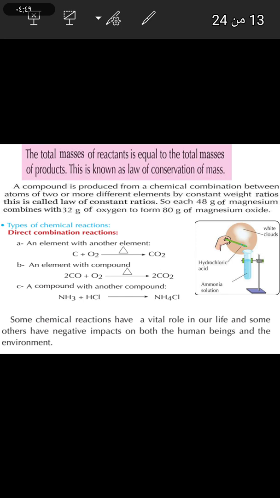So the last part in this lesson is the chemical reaction in our life. We know that chemical reactions play a vital role in our life. Some of these reactions have advantages and some have disadvantages, like burning, like carbon dioxide gas, like carbon monoxide gas. All these examples were explained previously.